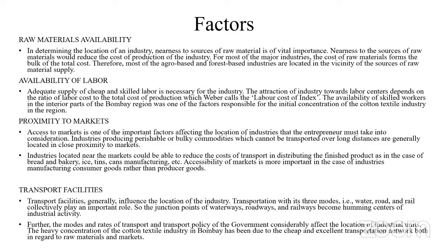The transport facilities. Transport facilities generally influence the location of industry. Transportation is a very important factor. It has three modes, that is water, road, and rail. Obviously, we are aware of these. We import large bulky materials through water, and small distances could be covered through road, and rail. Rail could also bring the small heavy products as well as lighter products. Further, the modes and rates of transport and the transport policy of government considerably affect the location of industrial units.